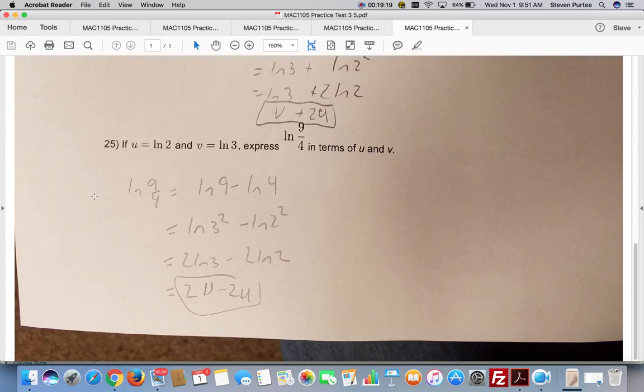Similarly here, on number 25, divided inside becomes subtracted outside. 9 is 3 squared, 4 is 2 squared. The exponents come down front. So I get 2 ln 3 minus 2 ln 2. ln of 3 was v, ln of 2 was u. We get 2v minus 2u. And that is it.